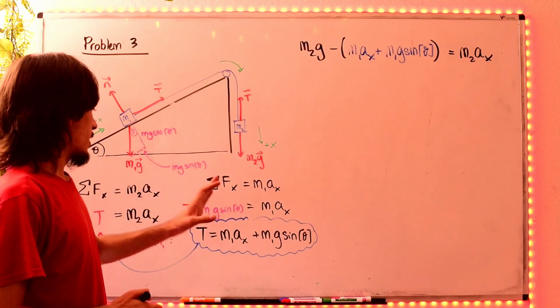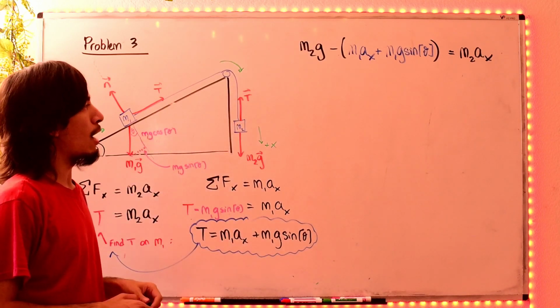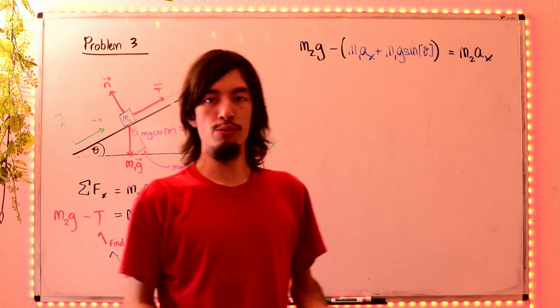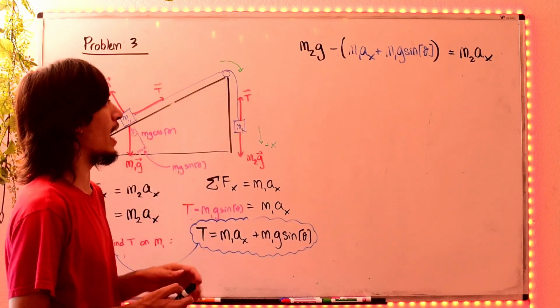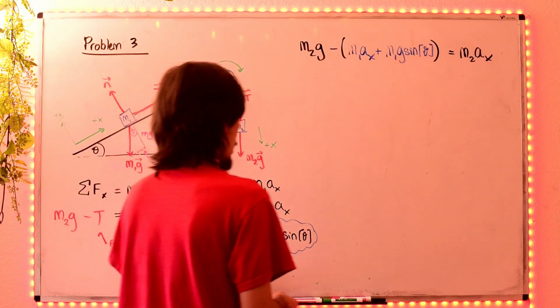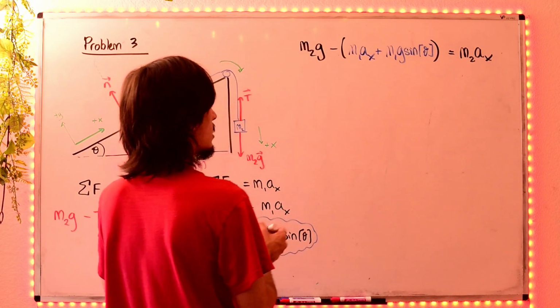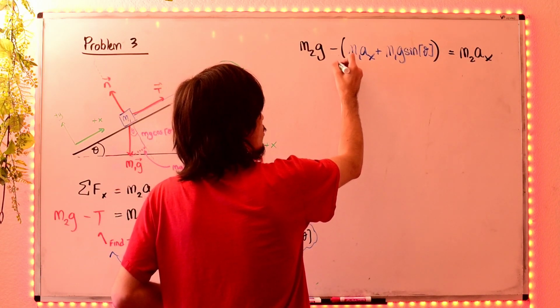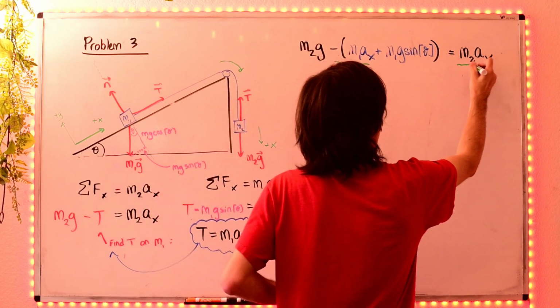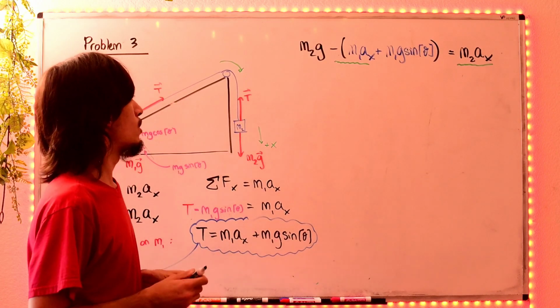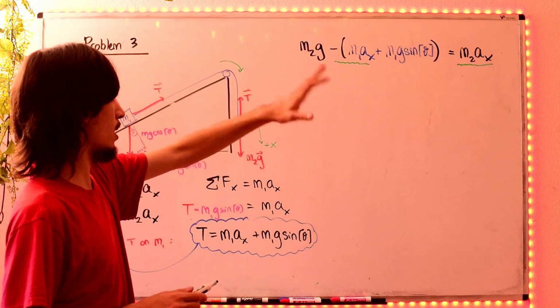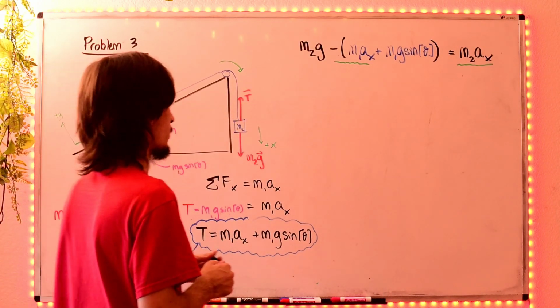So that's plugging in the tension into that. And now what we're going to do is go back to the original goal, which was to find the acceleration on that hanging mass. So we're going to solve for ax. But in solving for ax, you're going to realize, okay, I have two places where ax exists. So we need to move them together first and pull it out as one single thing.